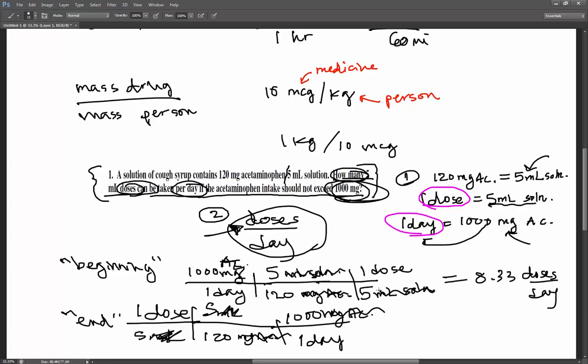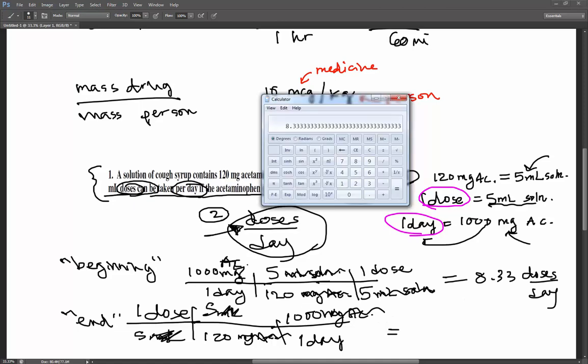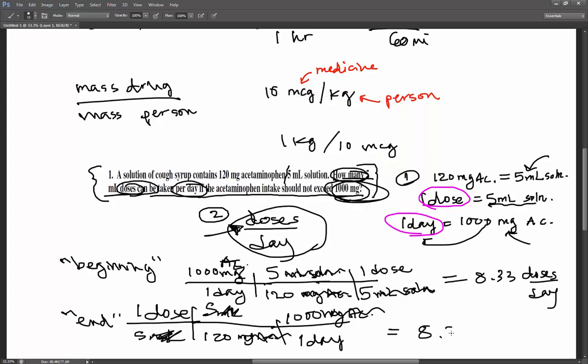You see the setup is exactly the same. It's just that what was at the end here is now at the beginning. So that's why I say start at the end instead of start at the beginning. But when I plug all of this into my calculator, of course, I'm going to get the same answer. Start out with 1 dose divided by 5 milliliters. Multiply that by 5, divide by 120. Multiply that by 1,000, and I get the same answer, 8.33 doses in a day.